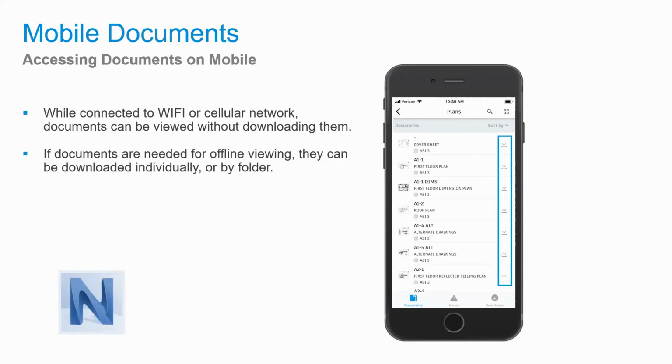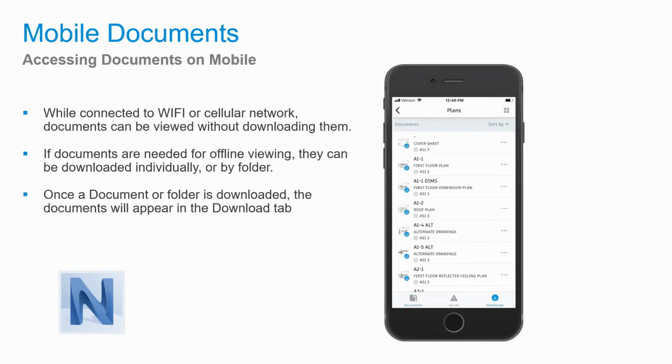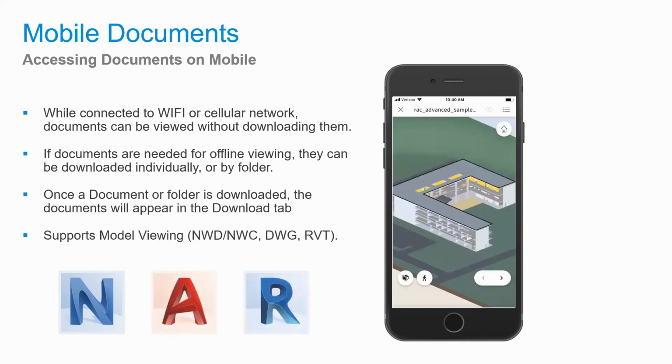If you are on a Wi-Fi network, you don't have to download documents. For cell phones in the city, you may not need to download too many documents unless you're going to a vault or somewhere underground. But if you're working in an area where reception is really poor, then you can download them and access these documents in the downloaded folder. Once downloaded, documents will appear in the download tab. It also supports model file viewing for common file formats. So if you need to look at a ceiling layout in the field to make sure it aligns with the sign-off model when you're on site, you should be able to pull that up as well.